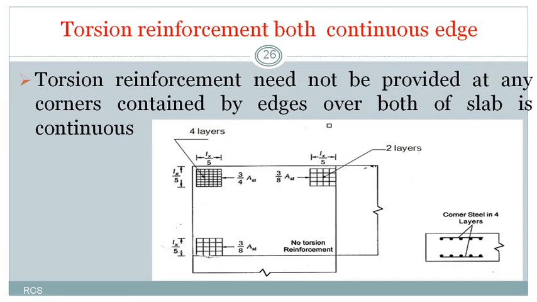The last case is that torsional reinforcement need not be provided at any corner where both edges of the slab are continuous. If both edges of the slab are continuous, there is no need to provide torsional reinforcement. See here in this figure, this edge of the slab is continuous and this edge is also continuous. In this corner, there is no need to provide torsional reinforcement. So this is regarding torsional reinforcement.